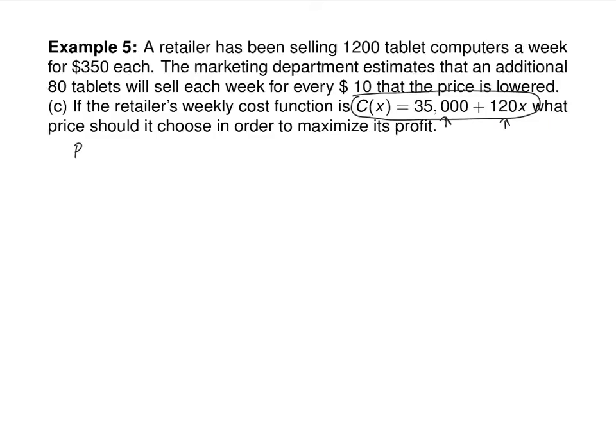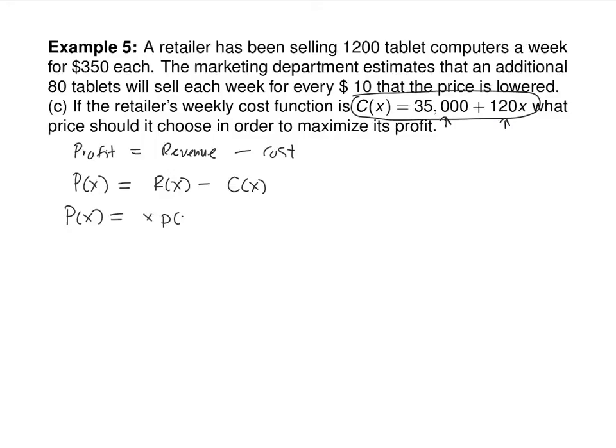So profit, as a general rule of thumb, will equal your revenue minus your cost. And that's the reason I want to do revenue first, because you have to know what revenue is to talk about how you'd find profit. Your book calls profit capital P of X, whereas that demand function is a lowercase p. So P of X is R of X minus C of X. And R of X was still that X times lowercase p of X thing we found before, minus this C of X function.